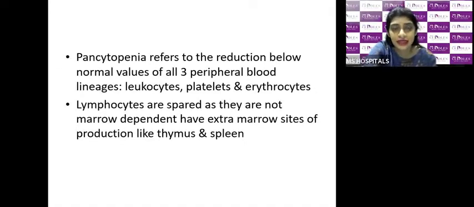So here, as you can see, pancytopenia refers to the reduction below normal values of all three peripheral blood lineages: leukocytes, platelets, and erythrocytes. Lymphocytes are spared as they are not marrow dependent and have extra-marrow sites of production like the thymus and spleen. But having said that, when we look at the counts and peripheral smear, you particularly see a decrease in all three cell lines.